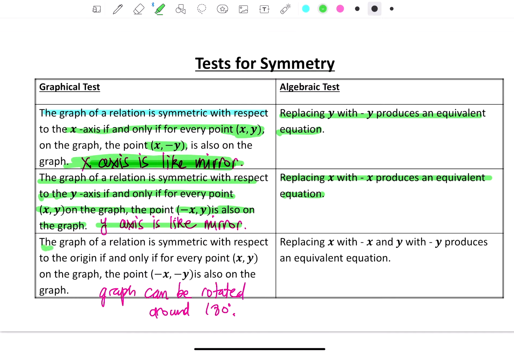The graph of a relation is symmetric with respect to the origin if we replace x by negative x and y by negative y and it does not change the equation at all. Then we have origin symmetry. That means every point (x, y) on the graph also means we have (negative x, negative y) on the graph, and the graph can be rotated 180 degrees about the origin and you get the exact same picture back. That would mean we have origin symmetry.